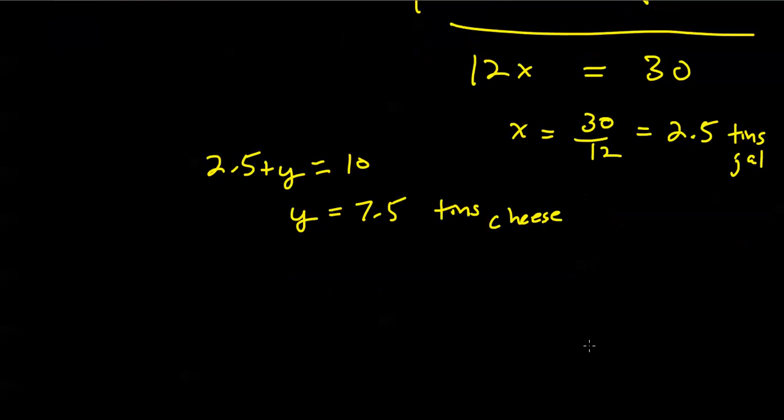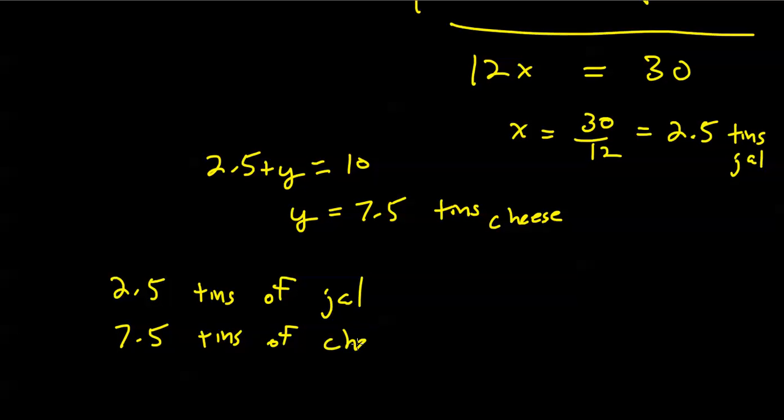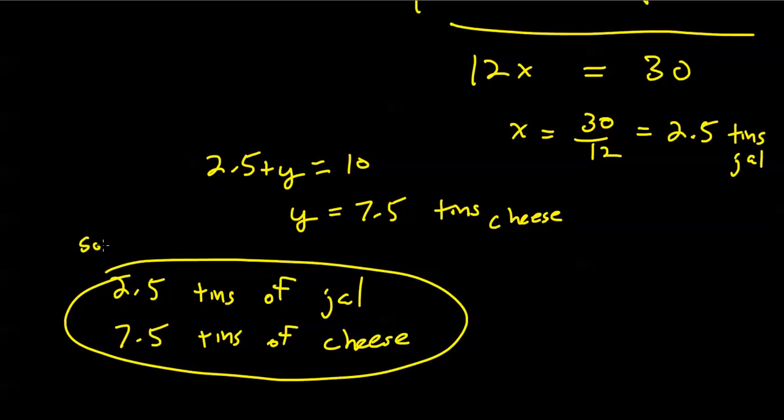Alright, so let me summarize the results neatly here. I'm going to say there are 2.5 tins of jalapeno popcorn, and there's 7.5 tins of the cheese flavored popcorn. And there is my final solution. Okay? Alright.